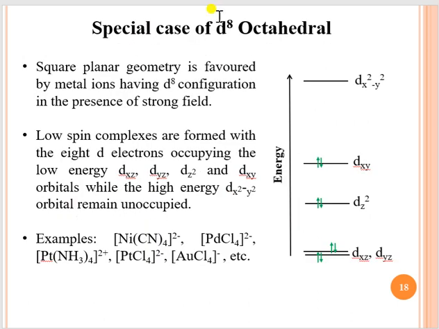Now let us take the special case of d8 octahedral. d8 systems favor a square planar geometry. These are low spin complexes in which the 8 d electrons occupy the low energy dxz, dyz, dz square and dxy orbitals. Examples of d8 systems are [Ni(CN)4]2-, [PdCl4]2-, [Pt(NH3)4]2+, [PtCl4]2-, [AuCl4]-, etc. So for today, this is it.